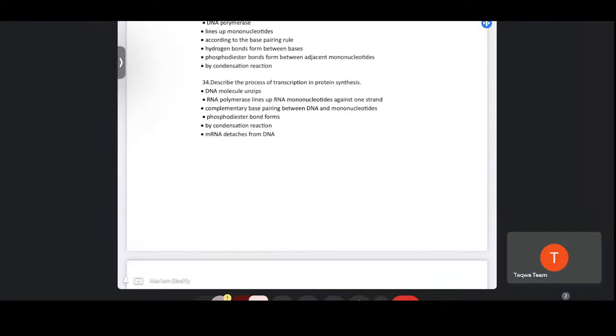Describe the process of transcription in protein synthesis. The DNA molecule unzips. The RNA polymerase lines up RNA mononucleotides against one strand. Complementary base pairing between DNA and mononucleotides. Phosphodiester bond forms by condensation reaction.